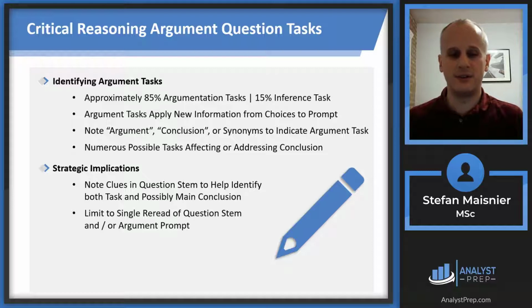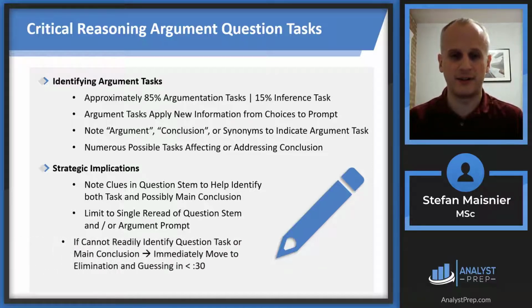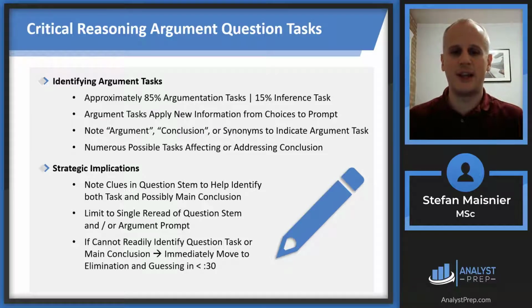You do have to limit yourself to a single reread of the question stem or the argument prompt at any time on the critical reasoning, because it's really easy to just keep rereading information and get lost in the density of some of these scenarios. And for that reason, if you cannot readily identify your question task or the main conclusion, you want to immediately move to eliminating and guessing in under 30 seconds.